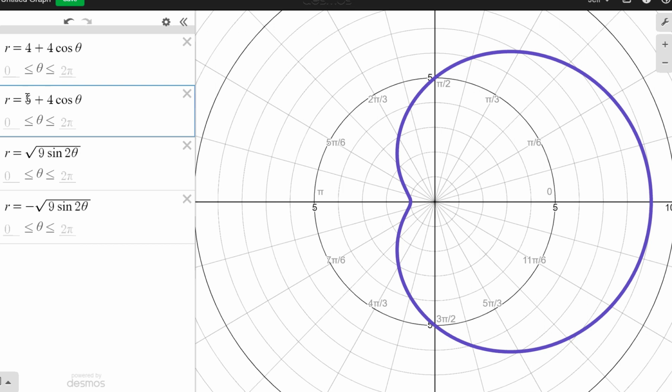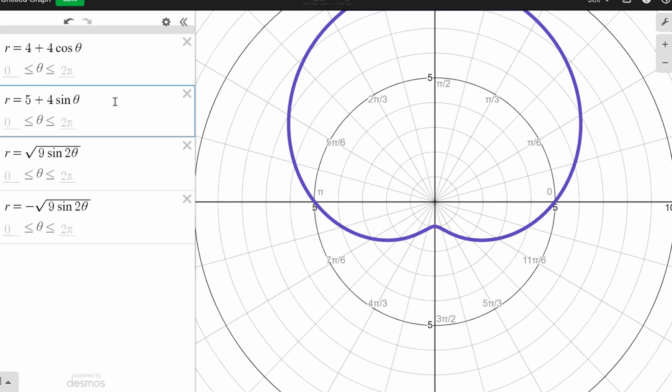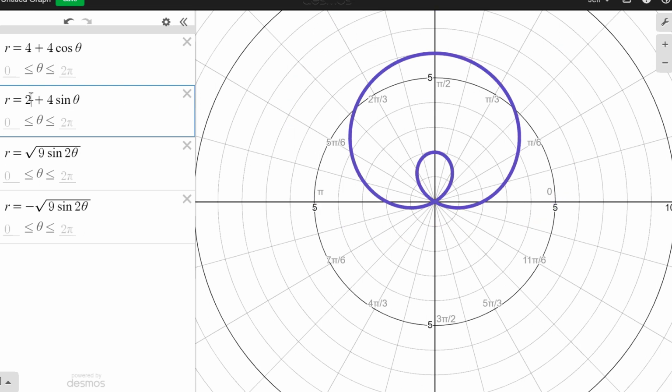What we noticed is if the coefficient out in front of cosine is smaller, we don't get the swirl. If it's bigger, we get the swirl. And if we change this to sine, we get the same idea, just going along the y-axis. That's been a trend with all of these graphs. I'll switch this back to 2. There's our original one just with sine, so it's going up and down.